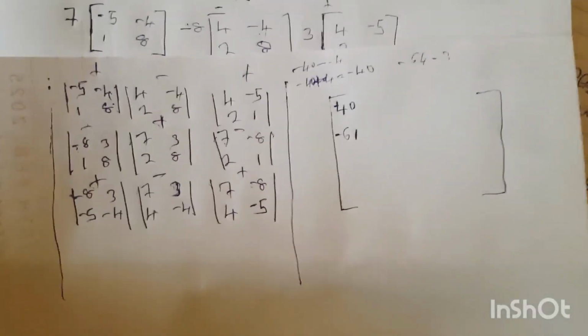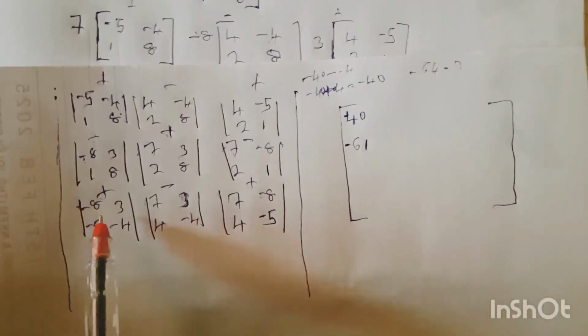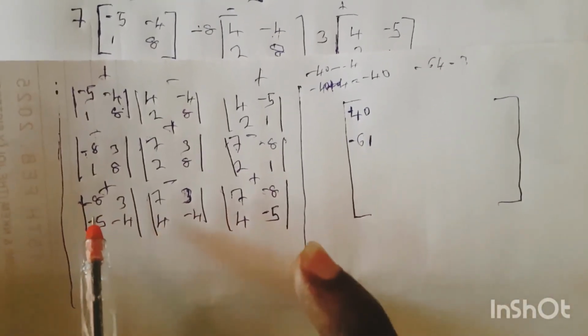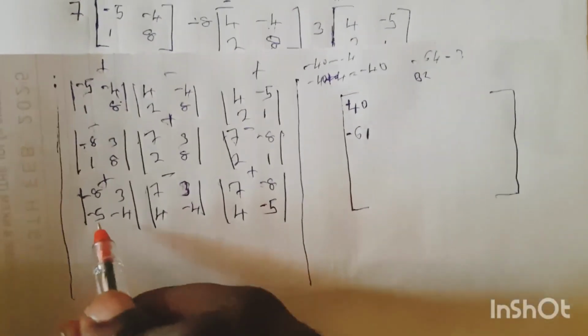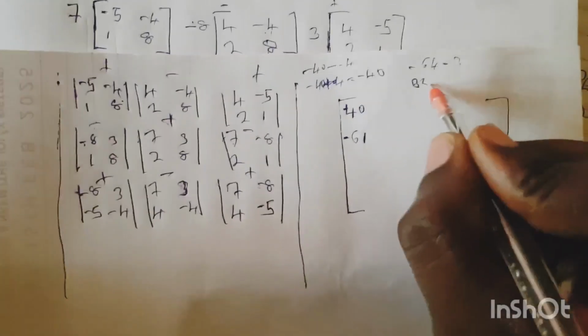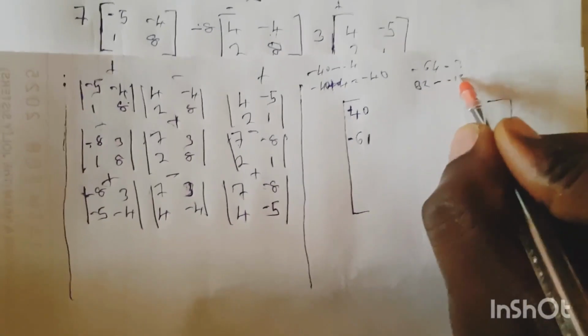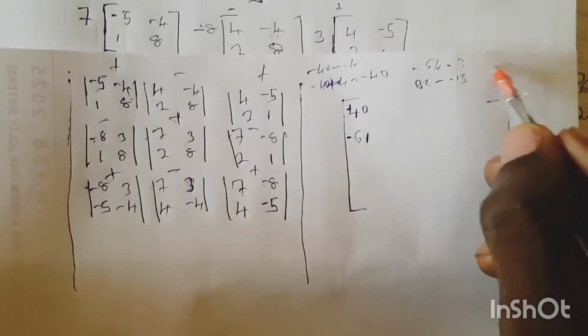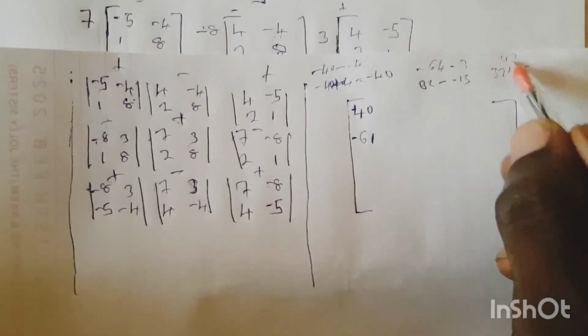Okay, so now we have 8 times minus 4 times 8. Minus 4 times 8, that's going to give us 32. So minus minus is plus, so positive 32. So minus 5 times 3, that's going to give us 15. So minus 15. So minus minus is plus, so 32 plus 15, that's going to give us 47.